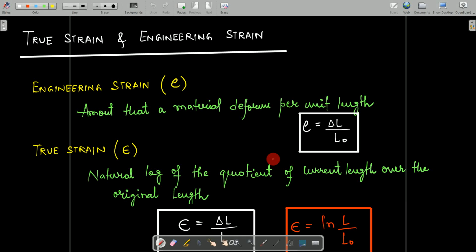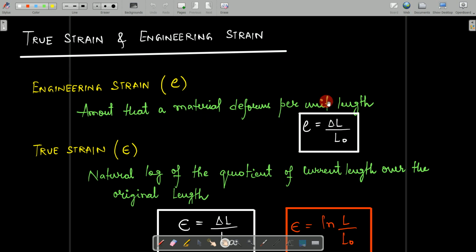True strain versus engineering strain. So let's define this engineering strain. We represent this engineering strain with a small letter e, and it is nothing but the amount that a material deforms per unit length. The general definition, okay? So the amount that a material deforms per unit length.